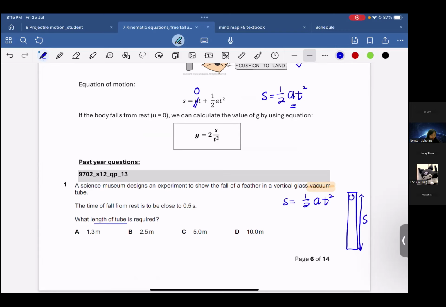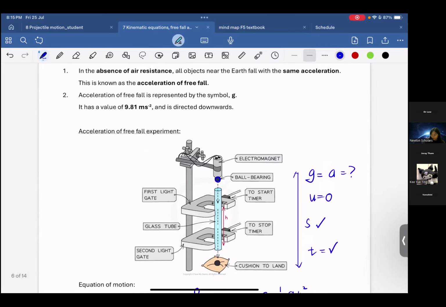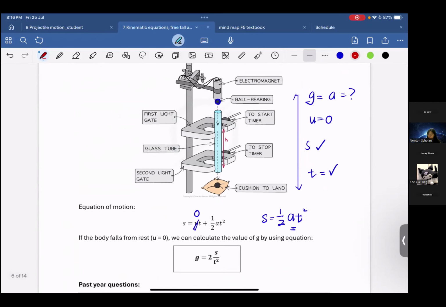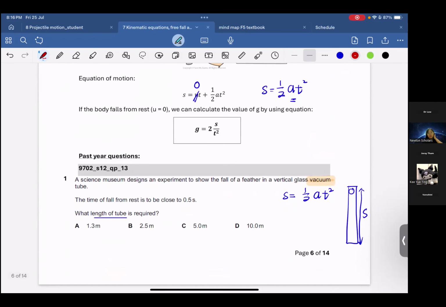Our g on Earth is 9.81. Here, I got it right here: g is 9.8 meters per second squared. So calculate it. This one is just using the formula, easy. 1.2 m. Yes, correct, A. Just apply the formula only.